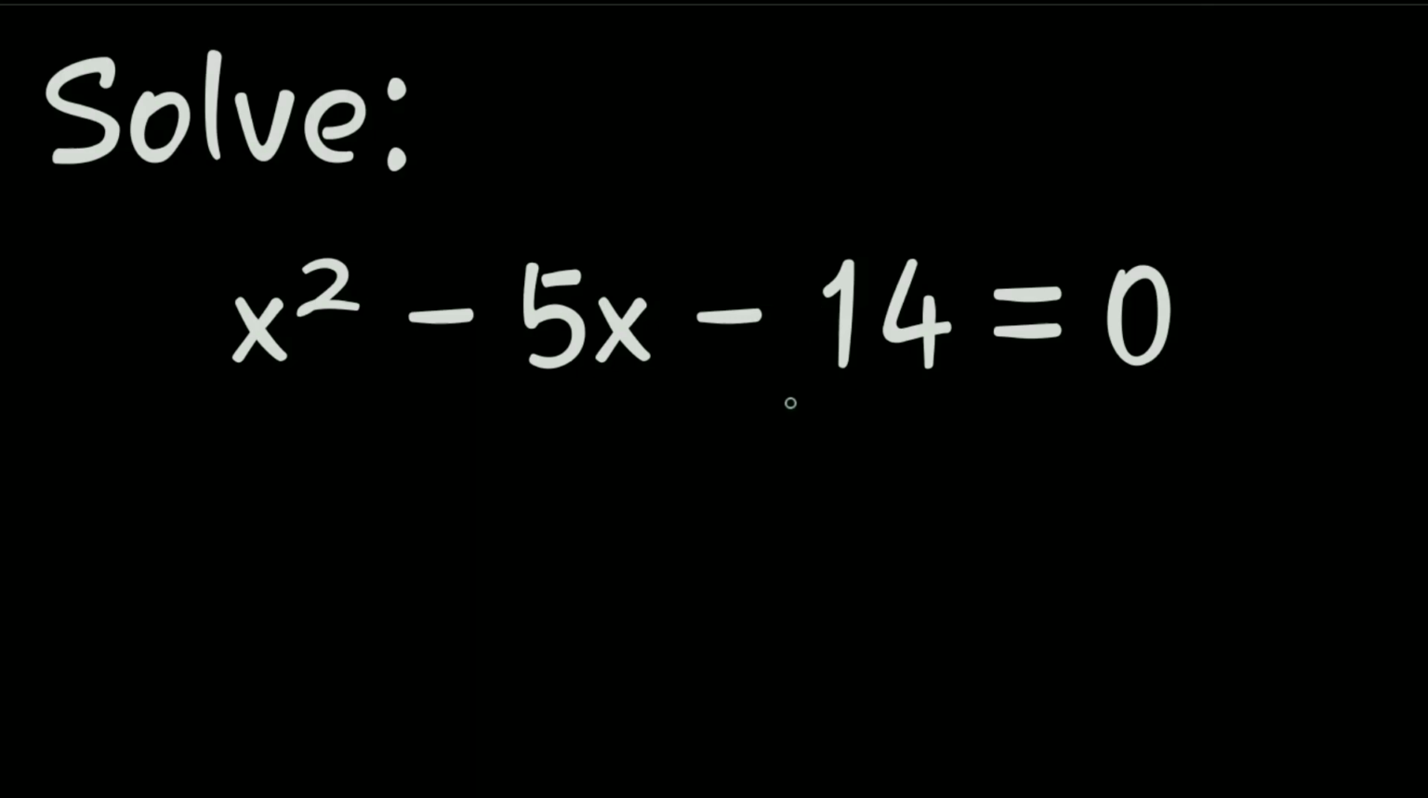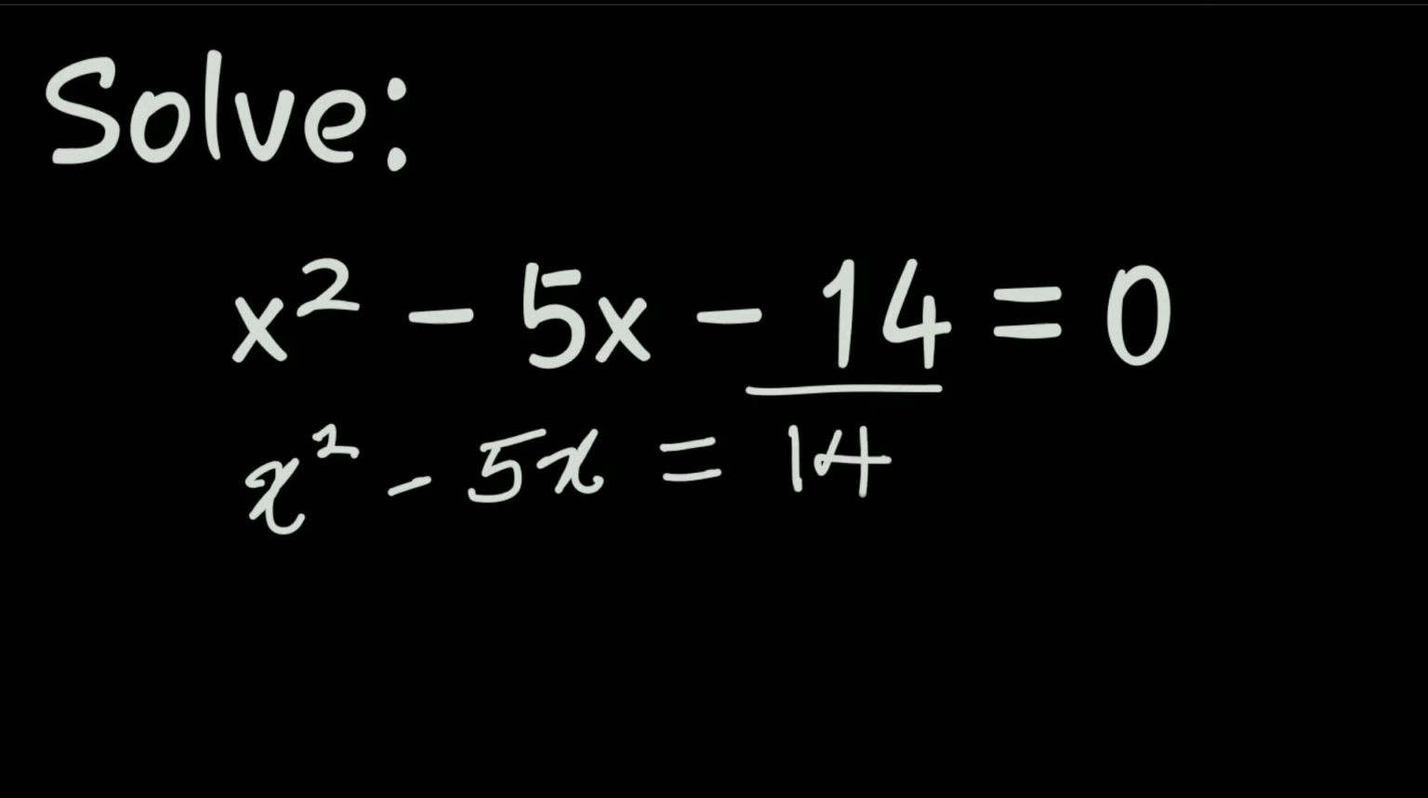The constant term here is minus 14. And then we take this to the other side. So this is x squared minus 5x. When minus 14 crosses to the right-hand side, it becomes plus 14.